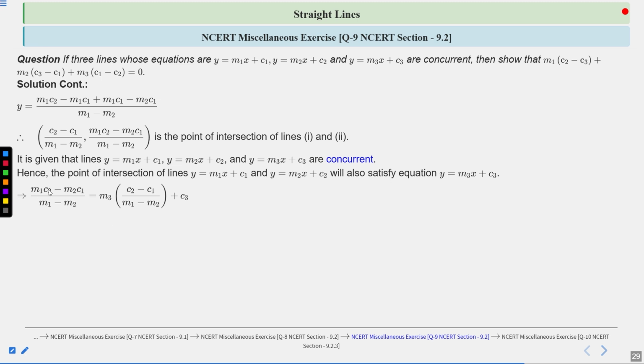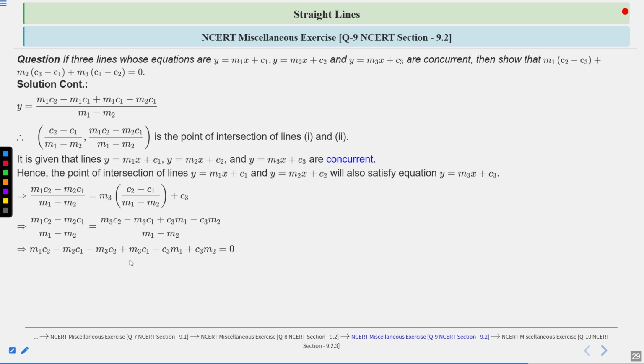So it implies (m1c2 - m2c1)/(m1 - m2) = m3(c2 - c1)/(m1 - m2) + c3. And it implies (m1c2 - m2c1)/(m1 - m2) = (m3c2 - m3c1 + c3m1 - c3m2)/(m1 - m2). After simplifying, you will get m1c2 - m2c1 - m3c2 + m3c1 - c3m1 + c3m2 = 0.